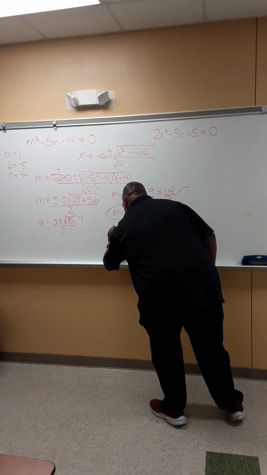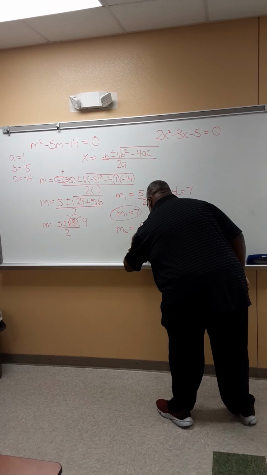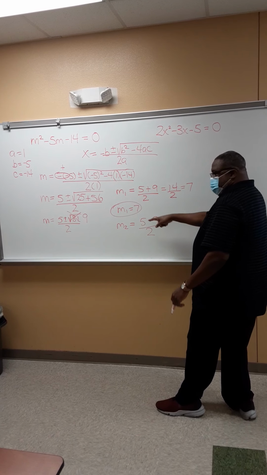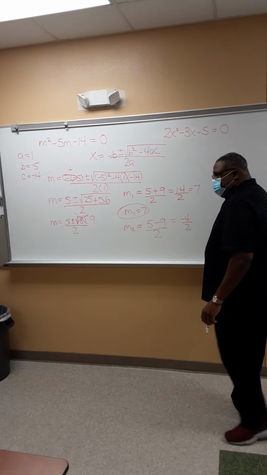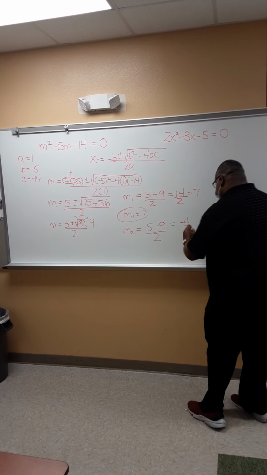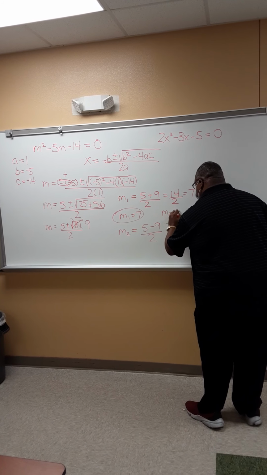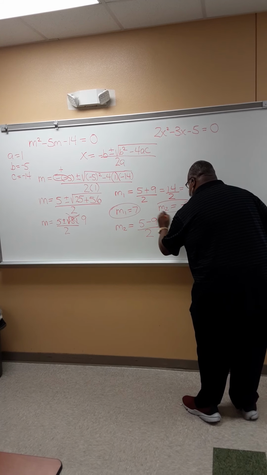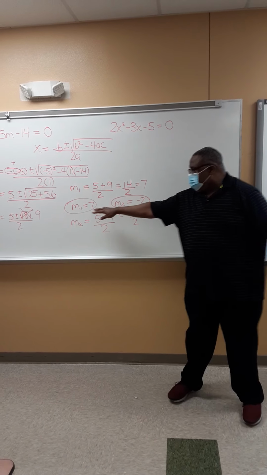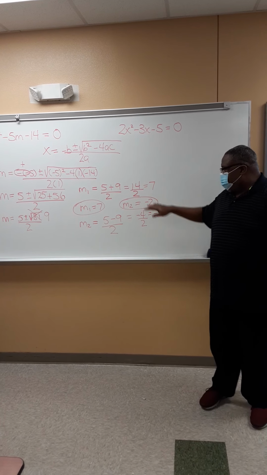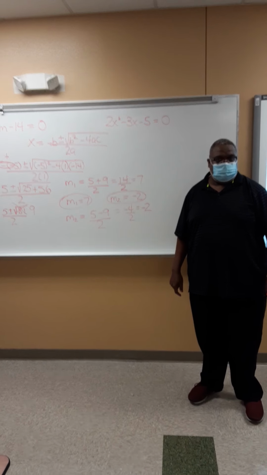M2 equals 5 minus 9 over 2. 5 minus 9 is negative 4 over 2. Negative 4 over 2 is negative 2. So M2 equals negative 2. And those are my two solutions. M1 is 7, M2 is negative 2. We good? Okay.